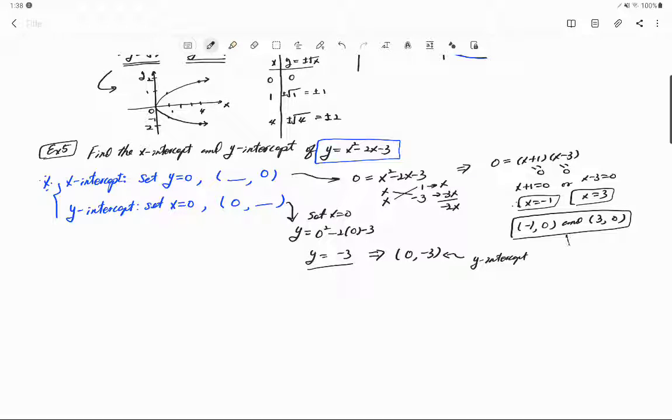And there are two x-intercepts. Can you see how we find the x-intercept and the y-intercept? So if we graph this one, plot the x-intercepts and the y-intercept.